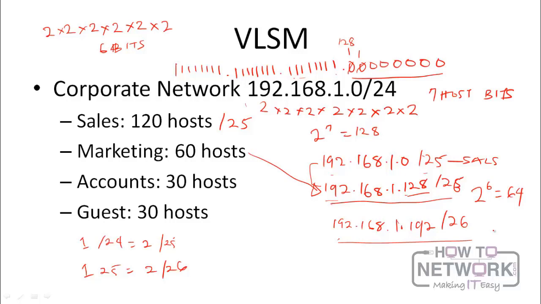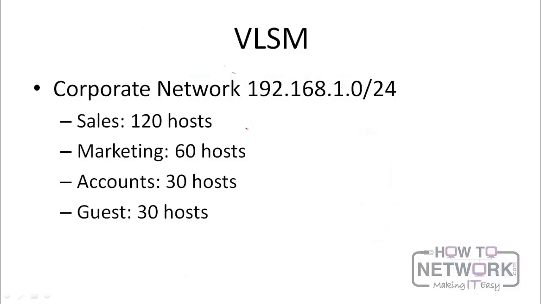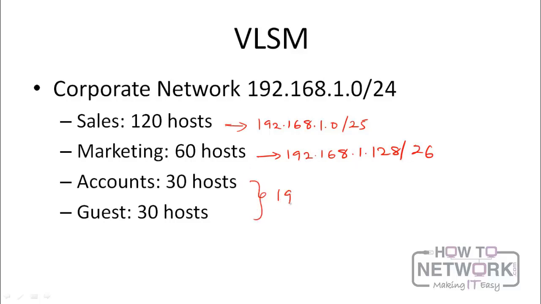So I'm just going to clear the screen so that we can run through it again. All right, so we're back. So for sales, we've already assigned 192.168.1.0/25. For marketing, we have assigned 192.168.1.128/26. For accounts and guests, we have 192.168.1.192/26. And we have to further subnet.